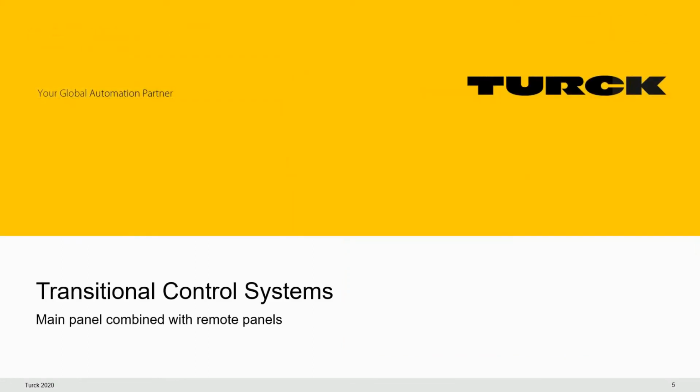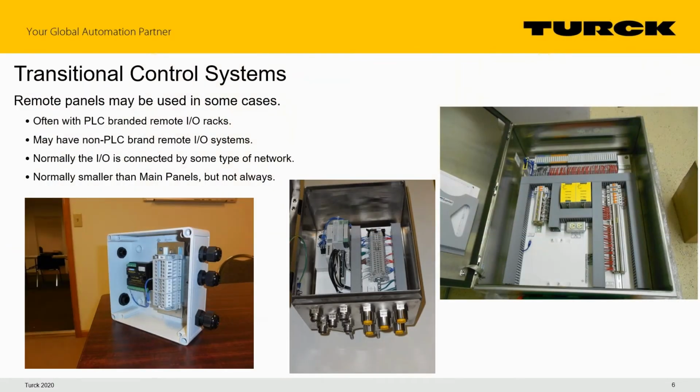Then we have what I would call transitional control systems. So this is going to make use of a main panel as well. But we're going to have remote panels. They can vary in size and vary in type. If we look, I'll start on the right-hand side here. This is a fairly large enclosure with a modular I/O rack that is going to have a network connection. And we have a lot of terminals in here. So we're still wiring things direct to terminals, and we're probably making conduit entries into this panel.